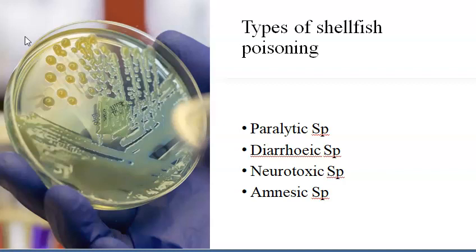The third is neurotoxic shellfish poisoning, which is non-paralytic poisoning caused by brevetoxins produced by the dinoflagellate habitat in the red tides. The last one is amnestic shellfish poisoning, which is caused by the ingestion of toxin-contaminated bivalve shellfish and crustaceans.